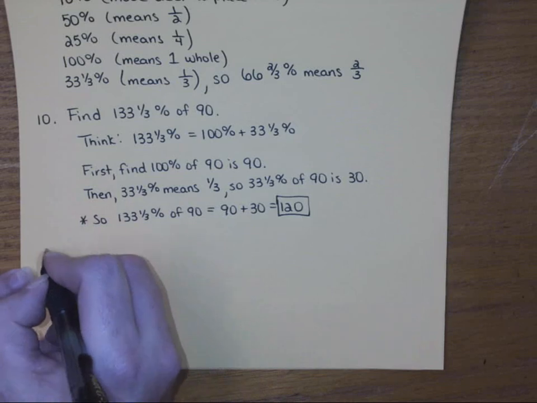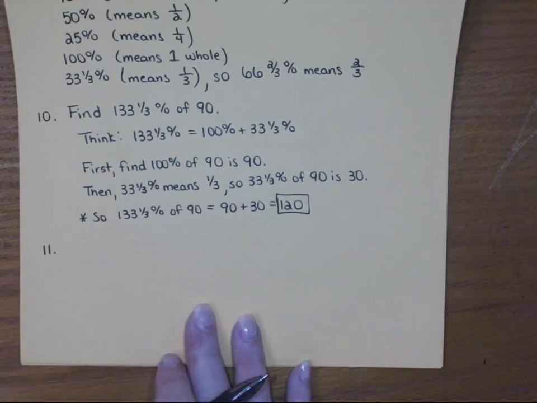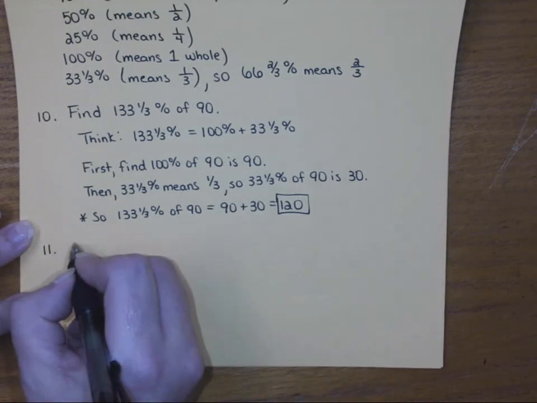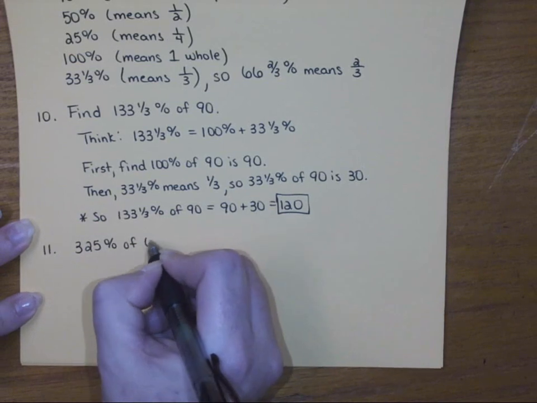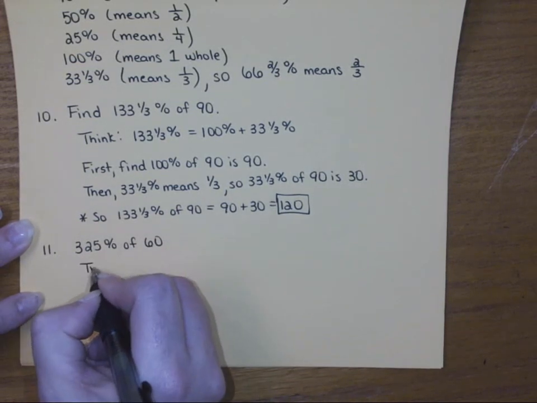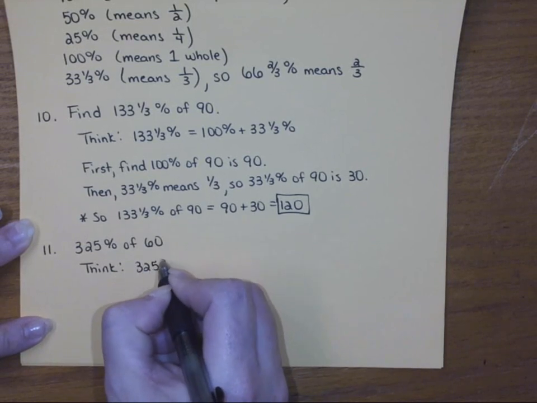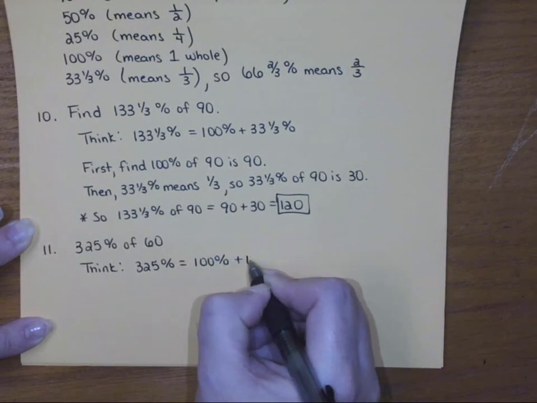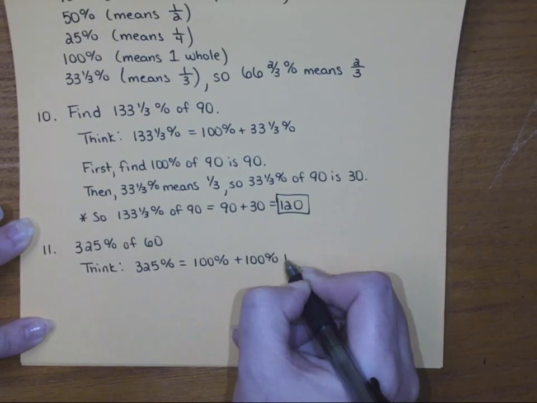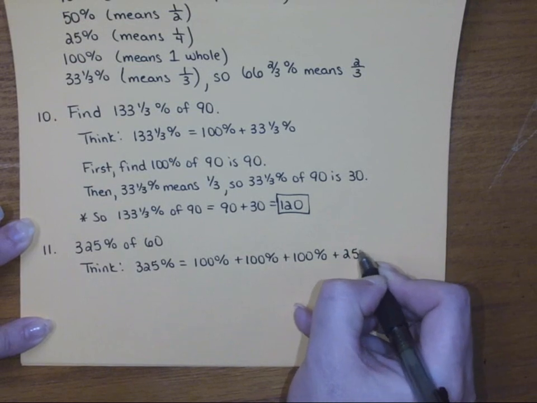So same kind of thing on number 11. Use mental techniques to find 325% of 60. So 325% of 60. So first, maybe we should think of this in this way. 325% is really just 3 wholes, right? Or 3 100%, and then plus an extra 25%.